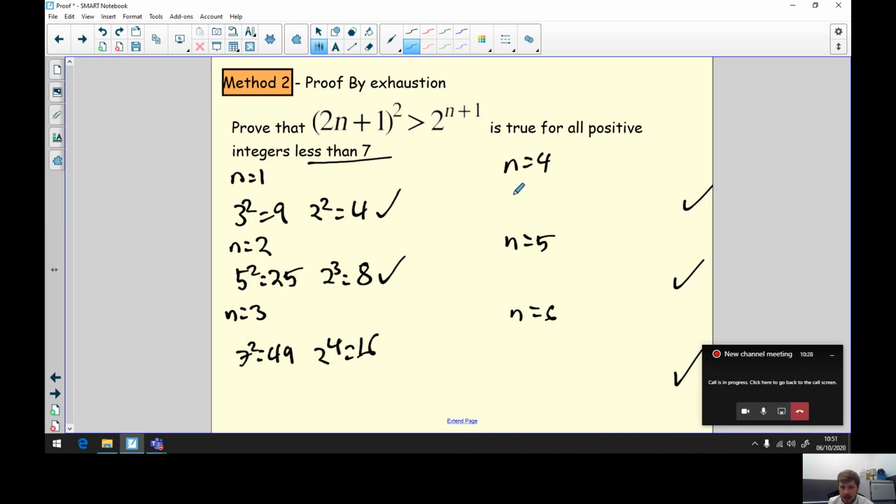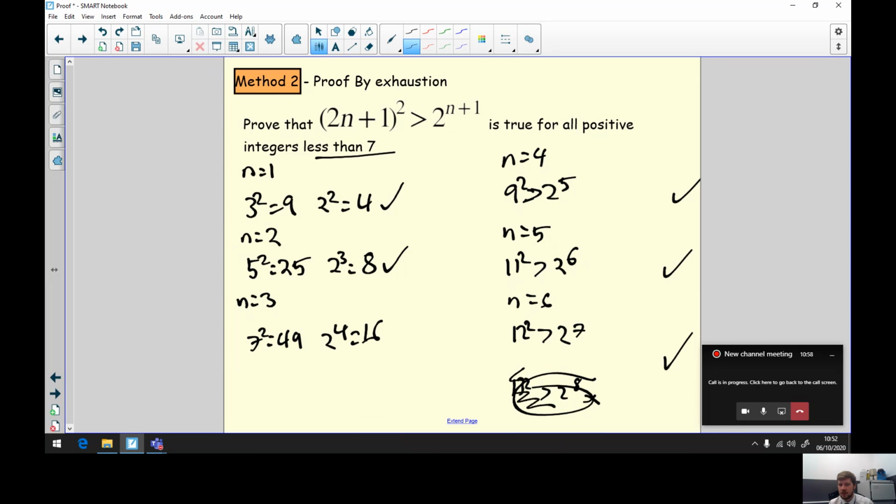So for n equals 4, it's 9 squared is greater than 2 to the 5, which it is because that's 81 and 32. Then I've got 11 squared is greater than 2 to the 6, which is 121 and 64. Then 12 squared is greater than 2 to the 7, which is 144 is greater than 128. But then obviously the next one would be 13 squared is trying to be greater than 2 to the 8, which isn't true. However, this would be for n equals 7 and hence not less than 7.